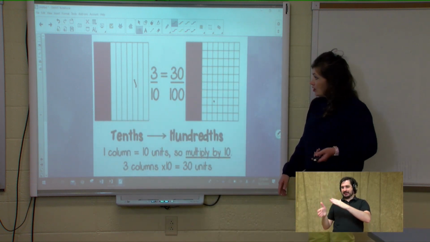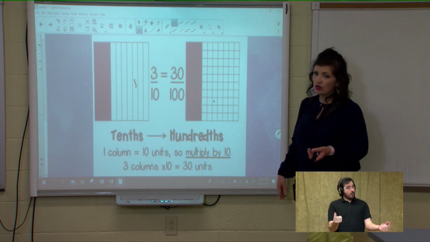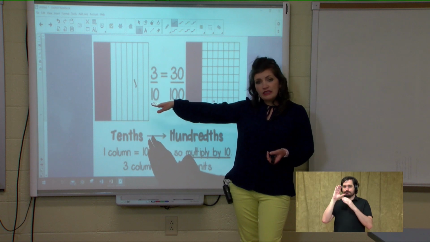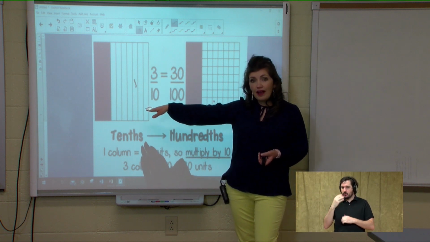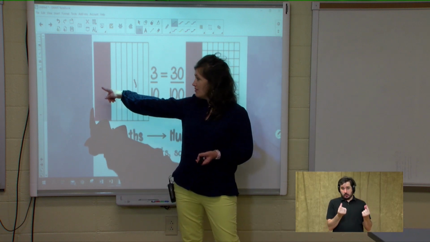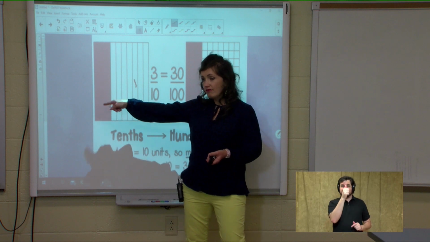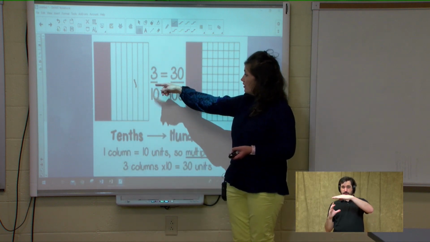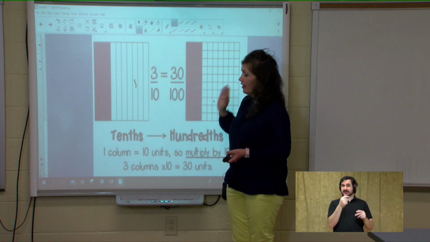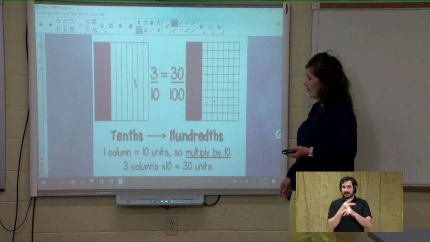All right. So what we can do, let's say we don't have our place value tiles to look at, and we want to know an equivalent fraction to 3/10. We multiply by 10 because we know that 10 hundredths make up a tenth. So we can multiply 3 times 10 to get 30, 10 times 10 to get 100, and there we go. We found our equivalent fraction. So that's 2 ways you can find equivalent fractions.